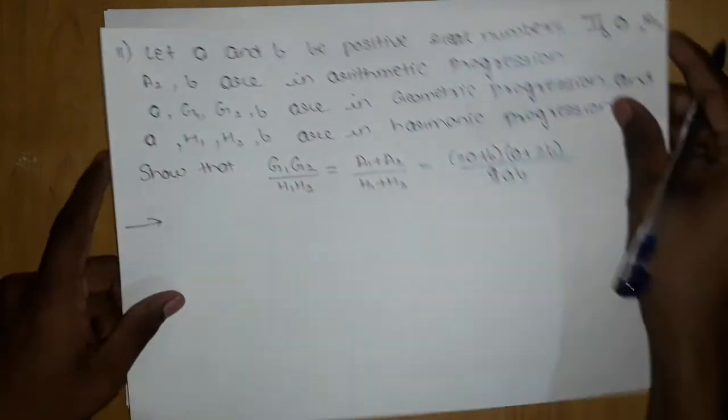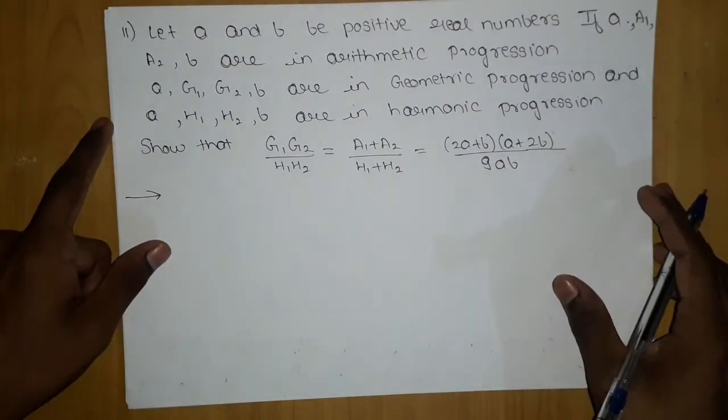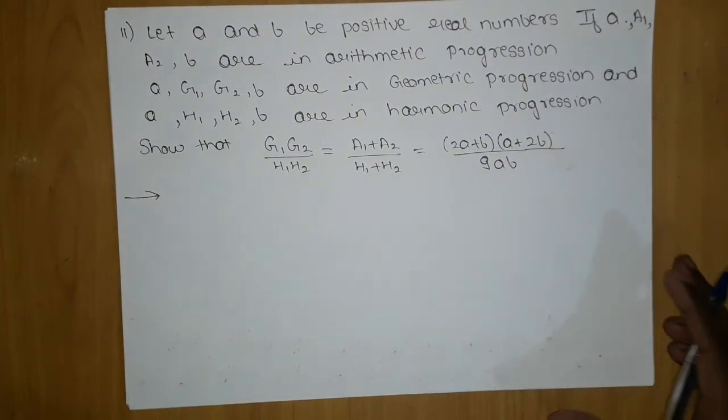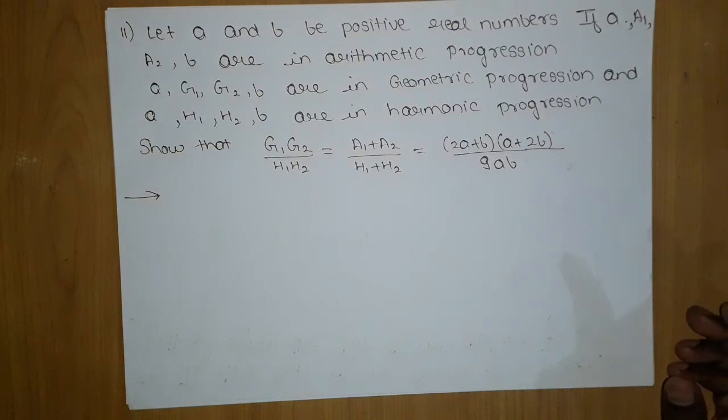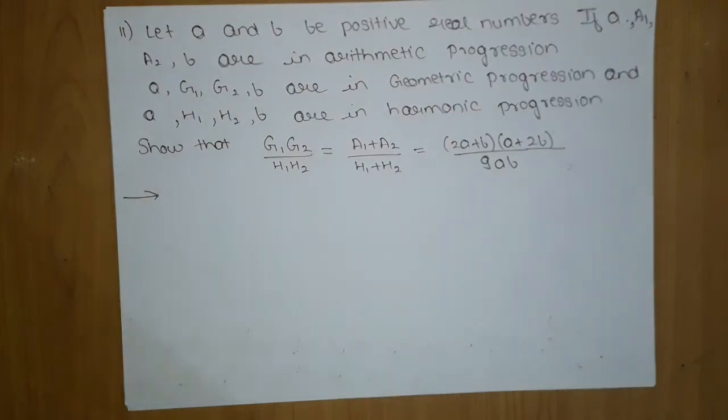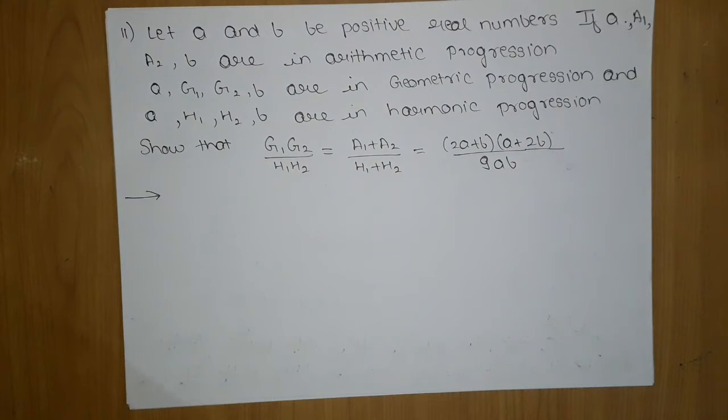The next question says: let a and b be positive real numbers. If a, a1, a2, b are in arithmetic progression, a, g1, g2, b are in geometric progression, and a, h1, h2, b are in harmonic progression, then g1 into g2 upon h1 into h2 is equal to a1 plus a2 upon h1 plus h2 is equal to (2a plus b) into (a plus 2b) upon 9ab. So we want to show this.